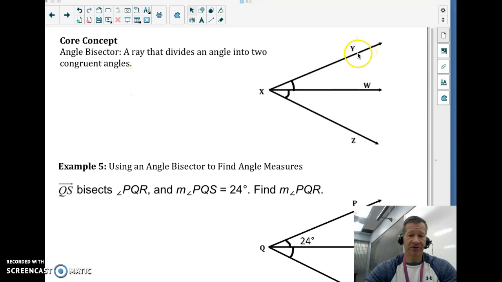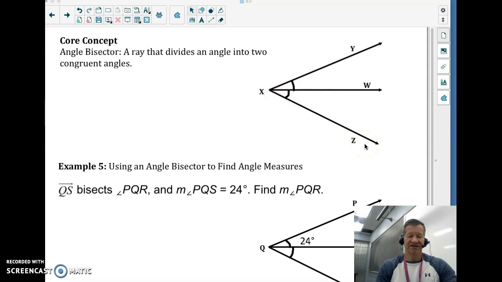So if you look at my picture here, I've got an angle, a big angle, YXZ. And that angle is being divided into two congruent angles by another ray, ray XW. So XW takes this angle and cuts it right down the middle. So that YXW is congruent to WXZ.